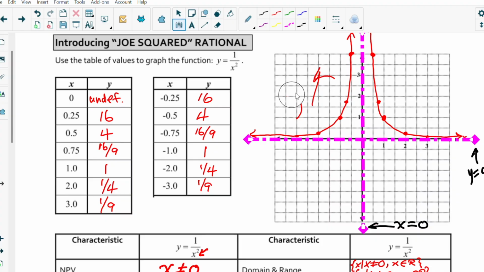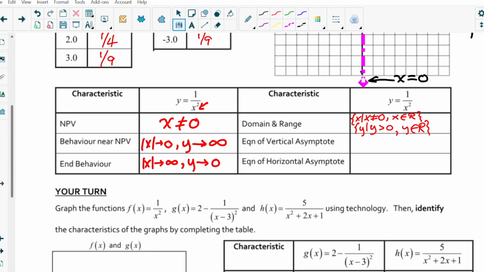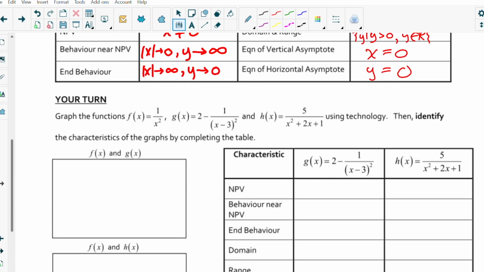All right, continuing. Equation of vertical asymptote. Well, that's x equals 0. And then an equation of horizontal asymptote, y equals 0. All right, your turn. So pause it here. Graph these two. Use your graphing calculator, or you can use Desmos, but try this on your graphing calculator first. Graph the functions, the rational squared, then a different one, and then another different one using technology. Then identify the characteristics of the graphs by completing the table.